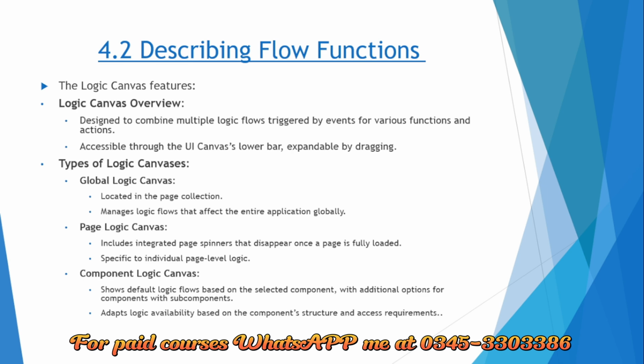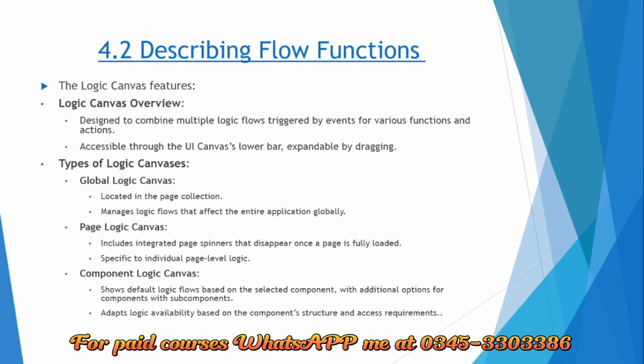Types of logic canvas. There are three types of logic canvases: global logic canvas, page logic canvas, and the component logic canvas. So the global logic canvas, located in the page collection, manages logic flows that affect the entire application globally. Page logic canvas includes integrated page spinners that disappear once a page is fully loaded, specific to individual page level logic. So the page logic canvas is specific to an individual page level. So everything on the page we can control by using this logic canvas.